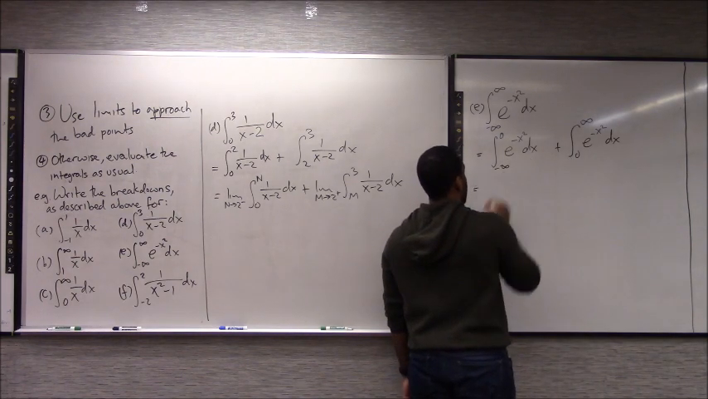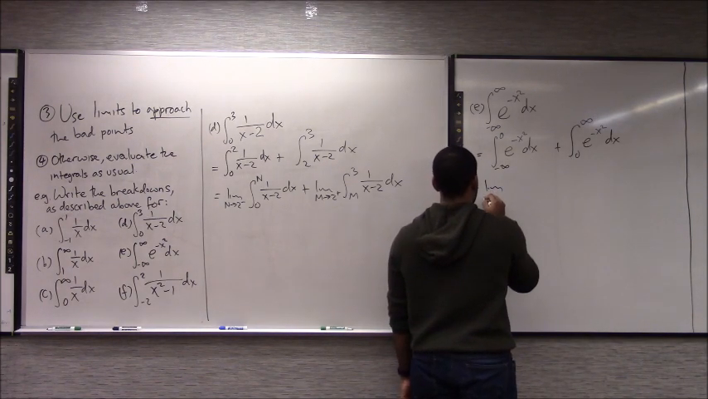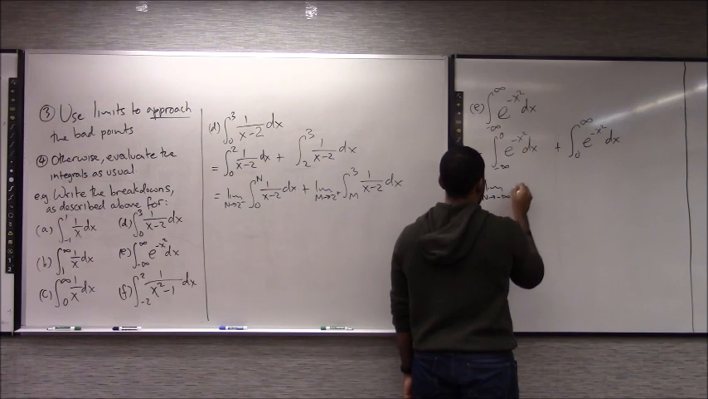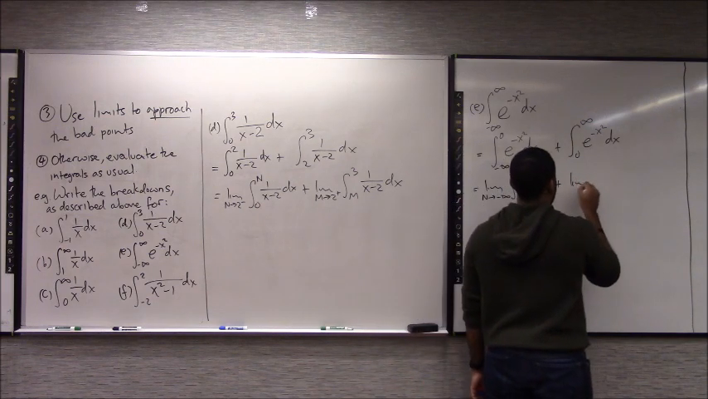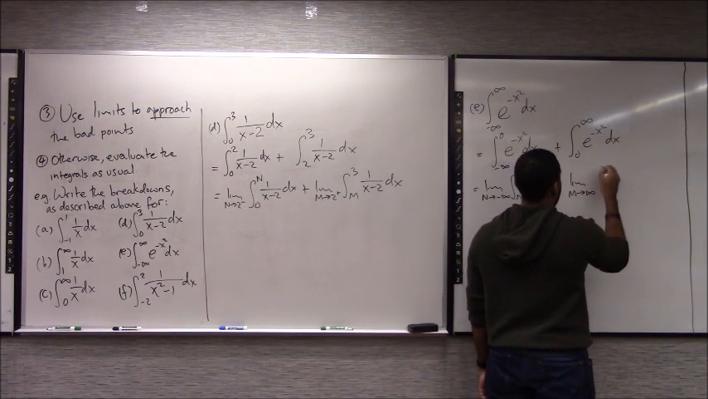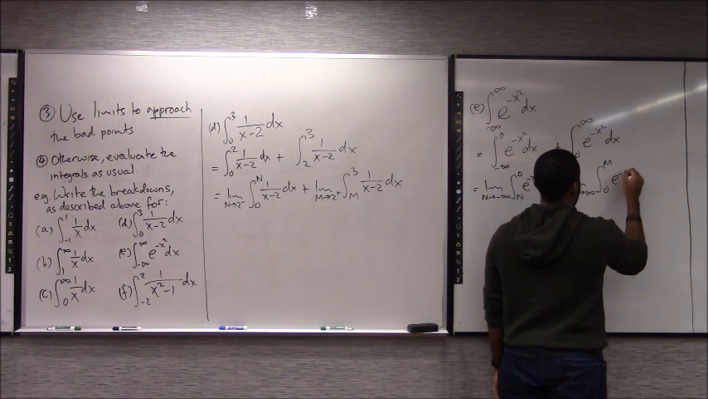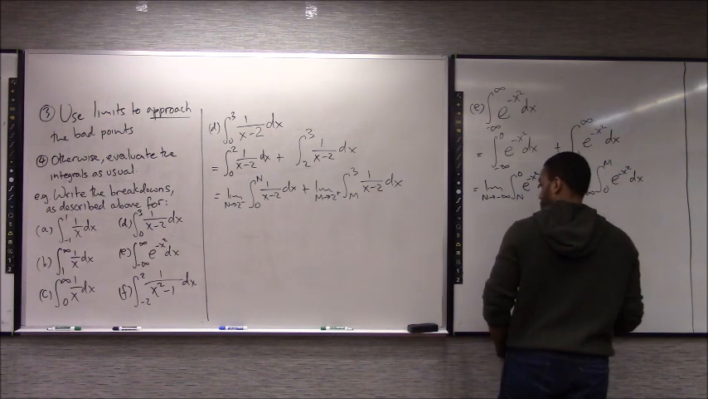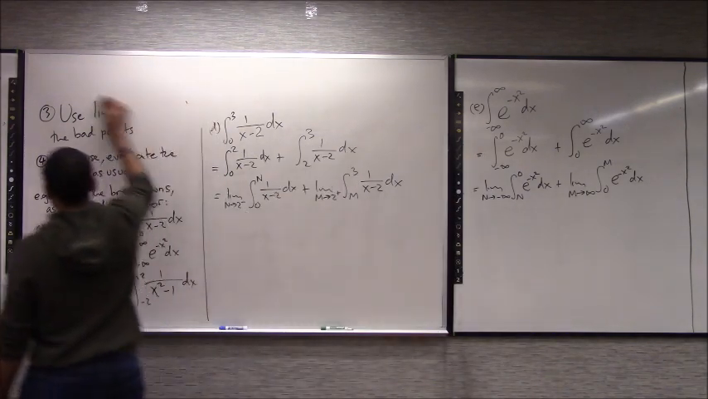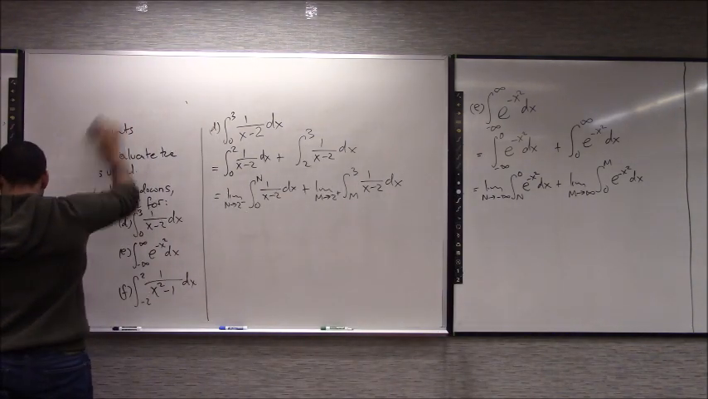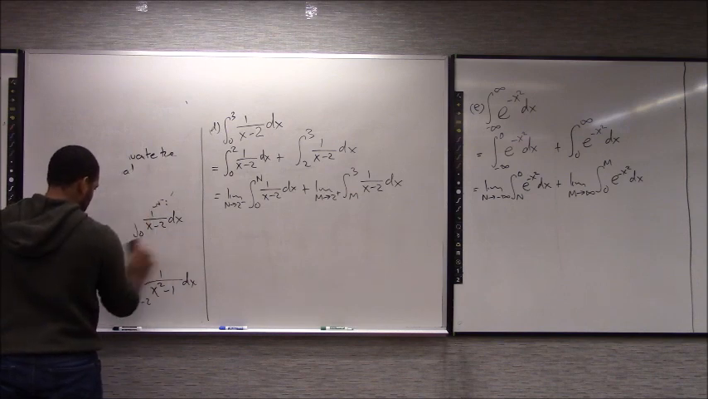Now, of course, infinity is the bad point here. So you take a limit approaching infinity, say n approaches negative infinity, and n approaches positive infinity. Okay, the last one, F. Do that on your own, tell me what the answer is.